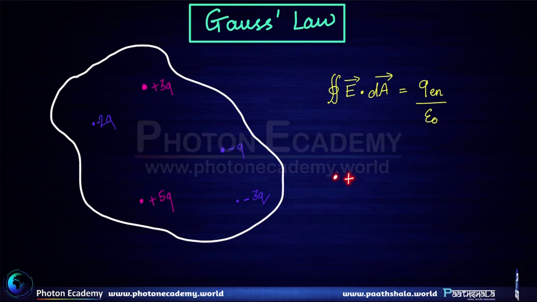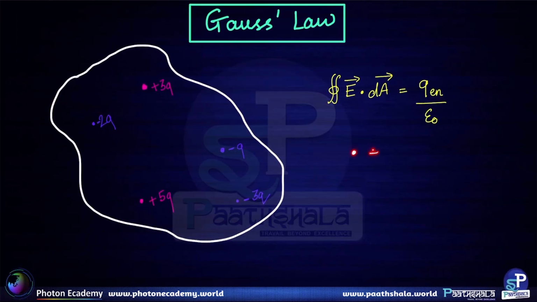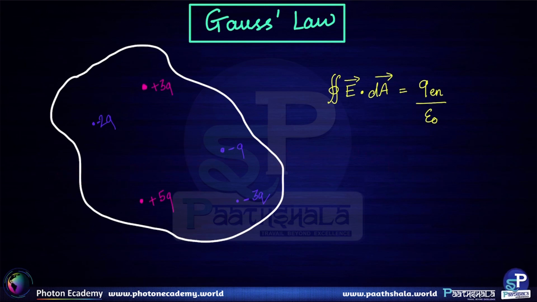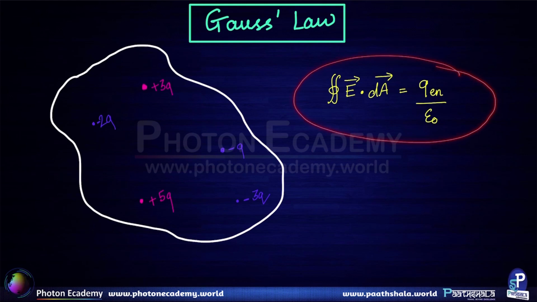So let's say plus 11q charge is kept outside over here. The flux will enter and then the flux will exit from the opposite end. Let us say plus 20q is kept outside. The flux will enter and then exit from the opposite end. And that's why any charge that is kept outside this particular surface does not create any electric flux. So the net electric flux that is created is only because of the enclosed charges. And this happens to be the statement of Gauss's law.